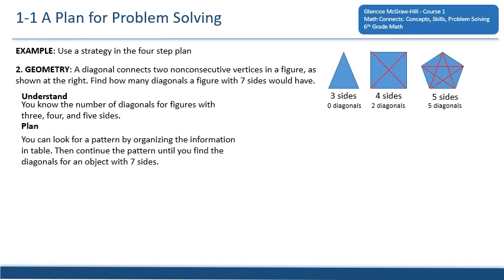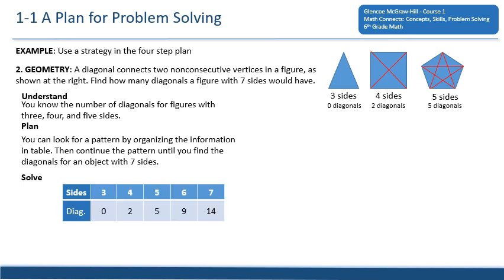Plan. You can look for a pattern by organizing the information in a table, then continue the pattern until you find the diagonals for an object with 7 sides. And to solve, if we have a triangle with 3, we had 0 diagonals. 4 sides, we had 2 diagonals. 5 sides, we have 5. So if we look at the difference between 0 and 2, it's 2. 2 to 5 is 3. So we can assume the pattern is we're going to add a diagonal each time we add a side.